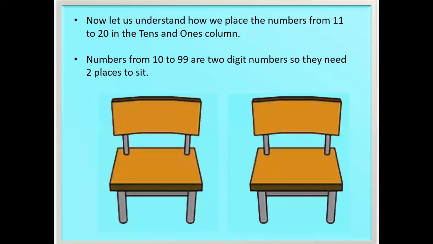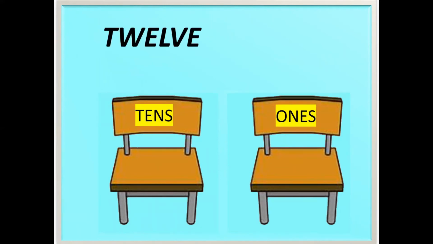Now let us see how we place the numbers from 11 to 20 in the tens and ones column. Numbers from 10 to 99 are two-digit numbers, so they need two places to sit. One is the tens place and the other is the ones place. 11 is 1 ten and 1 one, so we write 1 in the tens column and 1 in the ones column. Similarly, we carry it out for the rest of the numbers.